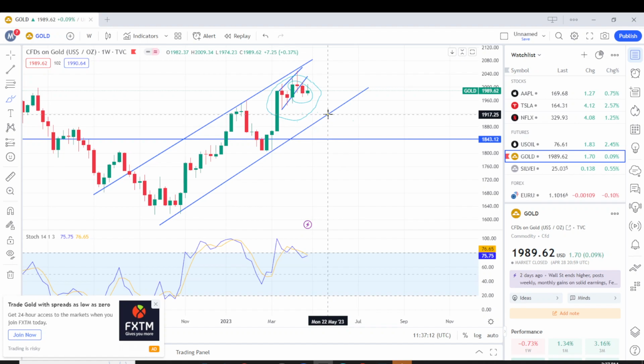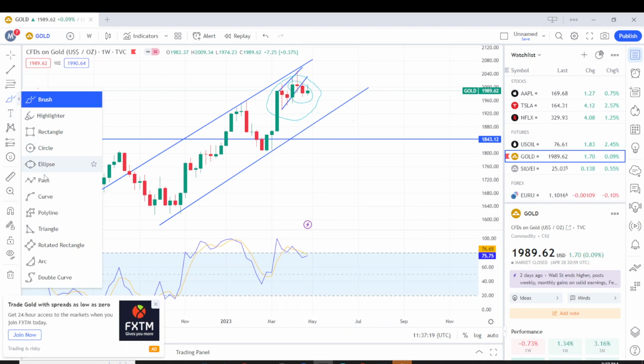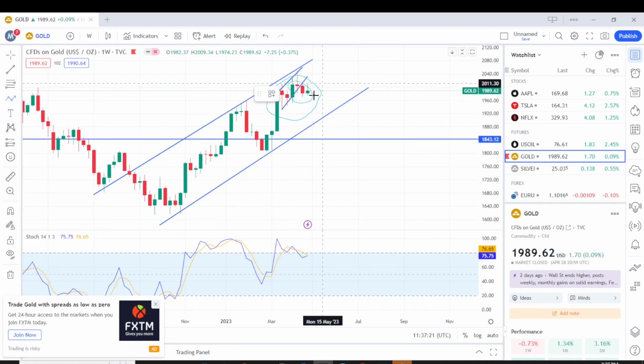Hope this is clear and you can also see. Let me try to use a path. Right now gold is at this point, so if gold comes and tests this level and is rejected, then we expect price to shoot upward like that.